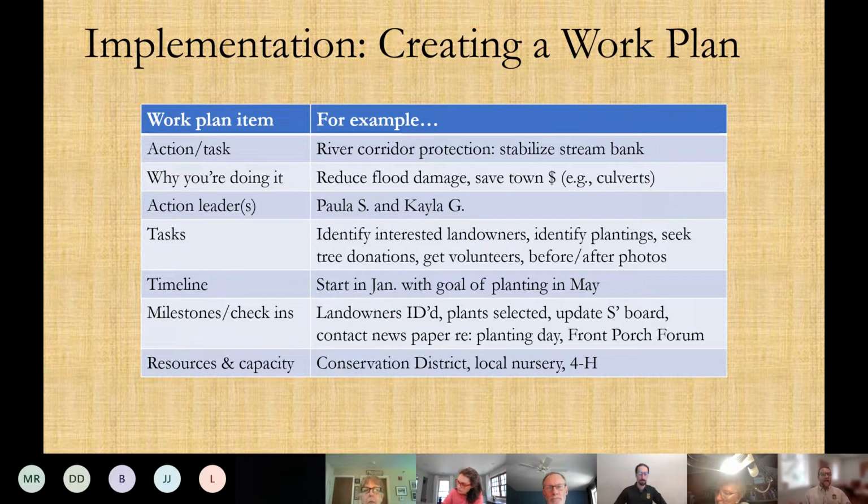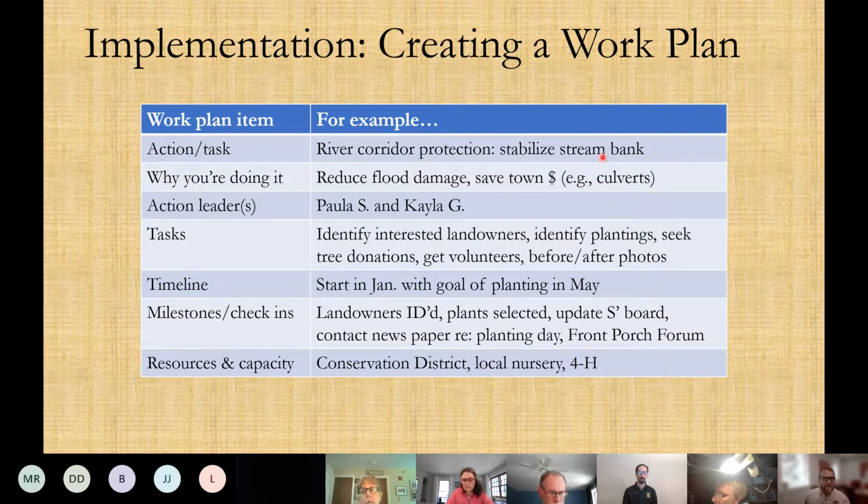So you have that big idea. Well, we want to do river corridor protection. I don't know about you, my to-do lists are often like, save the world. And that's such a big item. You can't just check that off. So you operationalize that by breaking it up into meaningful tasks. And so for each task, and in this case, we're talking about stabilizing the stream bank. That's one task within this bigger action. You take one task at a time and break it up.